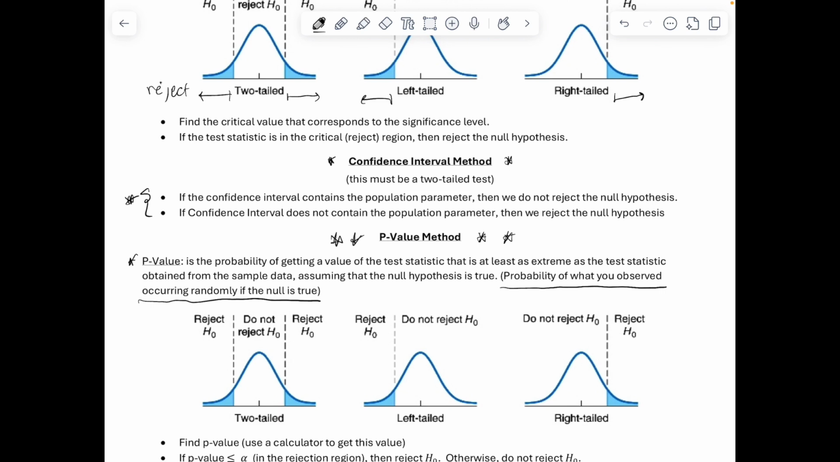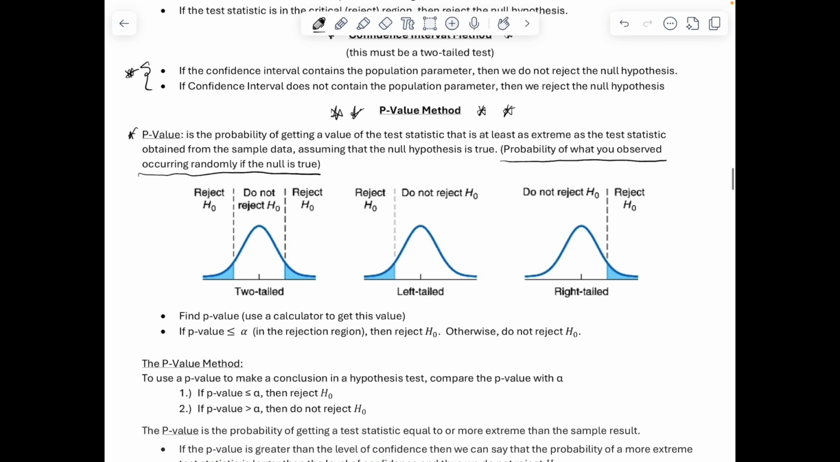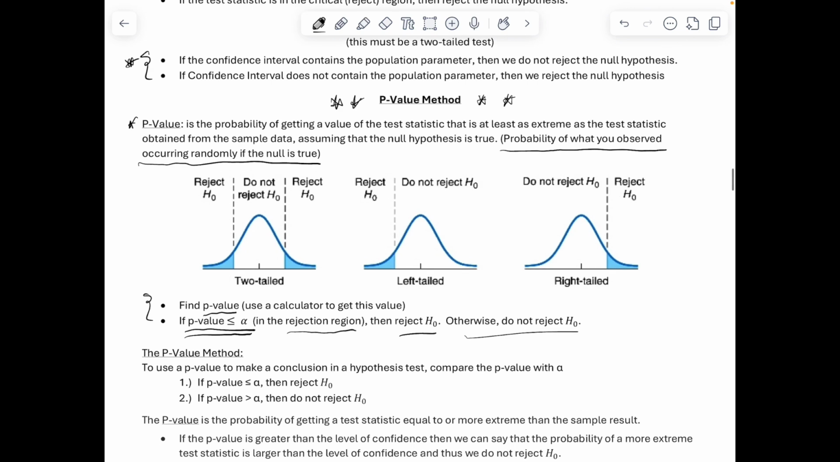You'll notice the same three graphs that we have, those normal curves, the rejection regions with the two-tailed, left-tailed, and right-tailed test. For our p-value method, we are going to find the p-value, and this is done on a calculator. We're going to round it, typically to 4 decimal places, but definitely follow directions. If the p-value is less than or equal to alpha, and remember alpha was the probability of making a type 1 error, or the significance level, this means it's in the rejection region. Then we're going to reject H naught. Otherwise, we do not reject H naught.